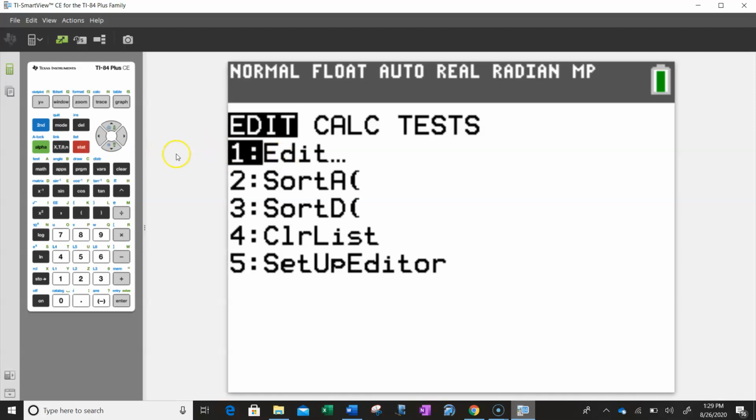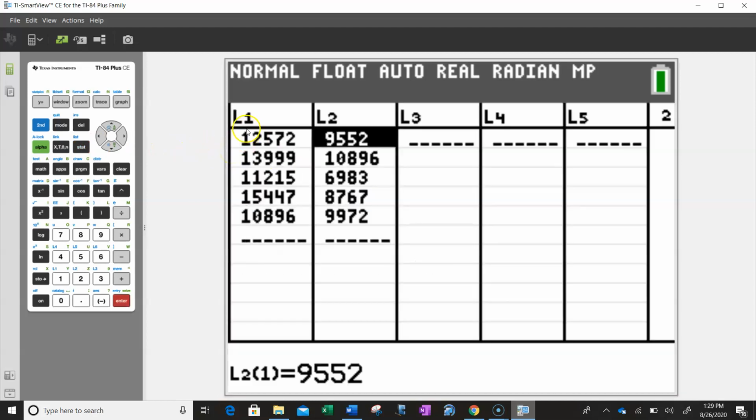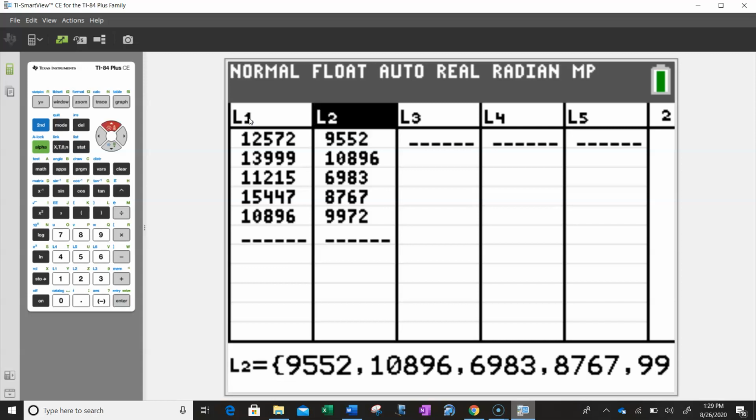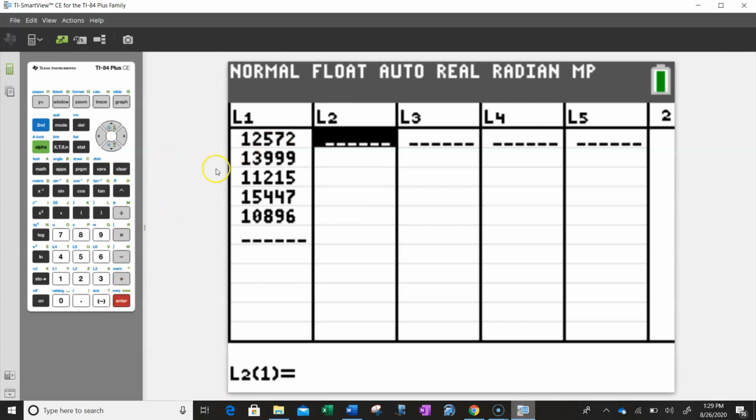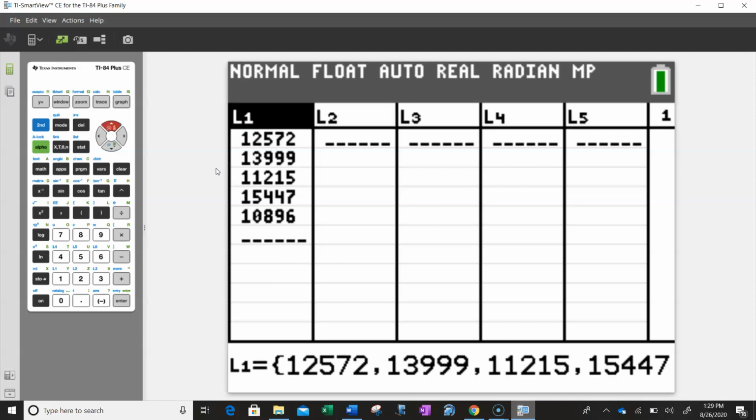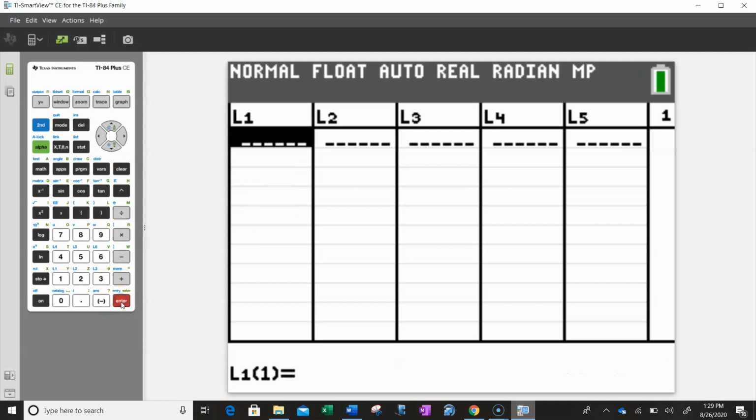And right under edit, we're going to go into edit. If you have data in your list, remember you just click up on the L1 or L2, and you're going to press clear enter. Make sure you do not delete the list. If you delete the list, then you have to get it back, which we can, but it's just extra steps. So clear enter. In the first list, you're going to put your X data. In the second list, you're going to put your Y data.